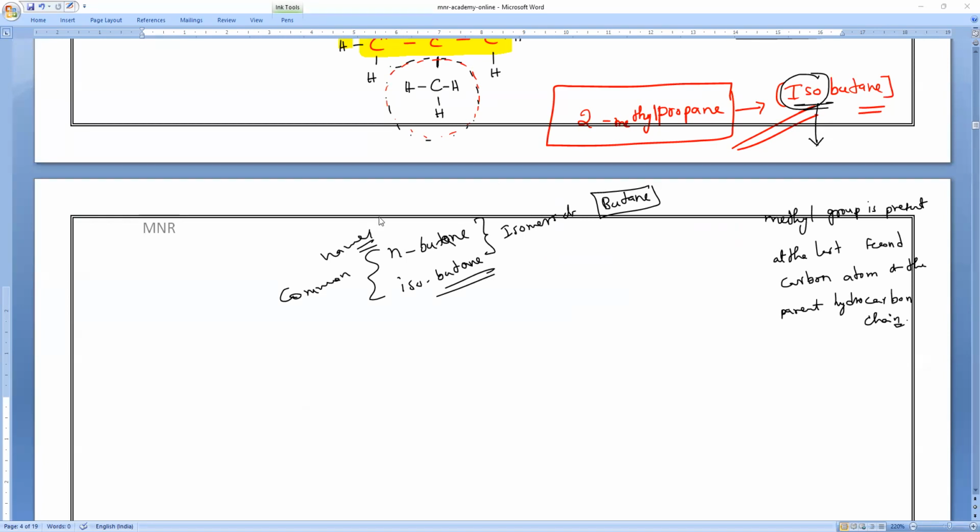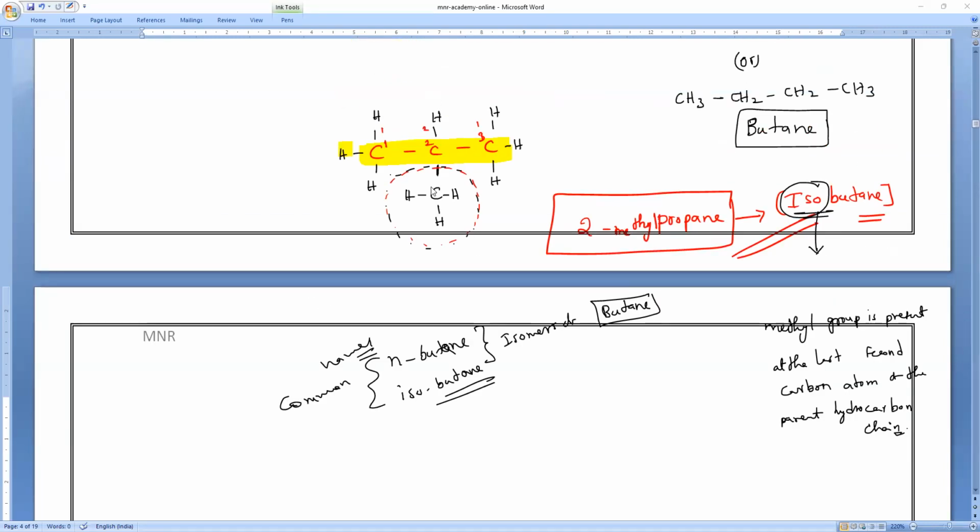So what are the isomers of butane? N-butane and isobutane are the isomers of butane. Note that. What is the IUPAC name of n-butane? Butane. And the IUPAC name of isobutane? 2-methyl, and the parent chain is propane, as the number of carbons is 3.